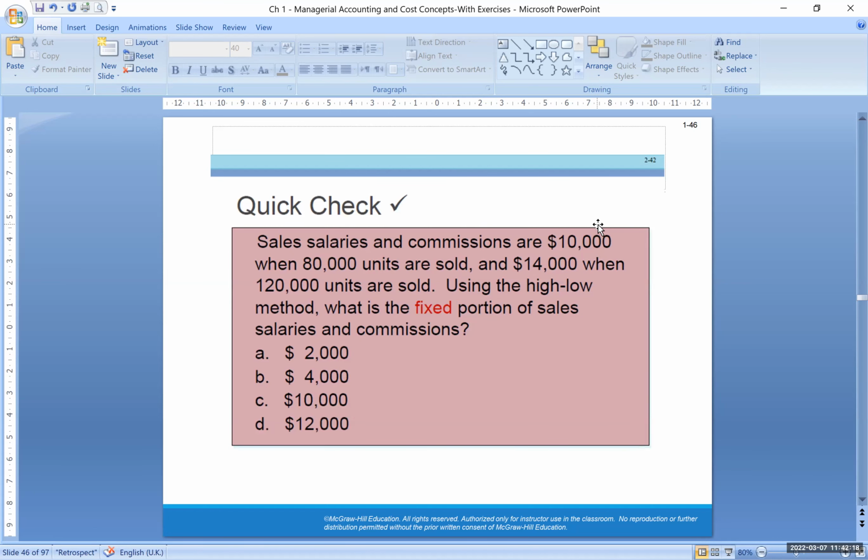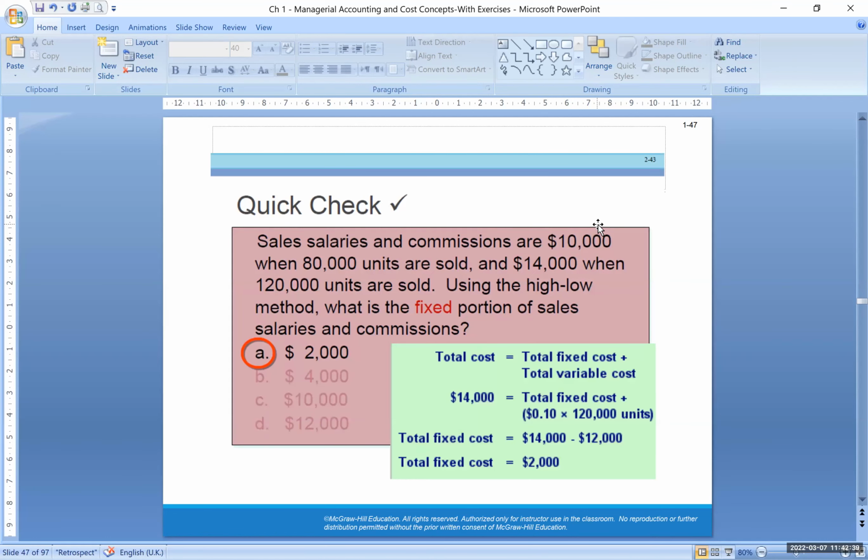Using the same question, calculate the fixed portion for the sales salaries and commissions. We have to use the equation now. So we will say y equals a plus bx. Use one of the levels, not the two, because definitely you will have the same answer.